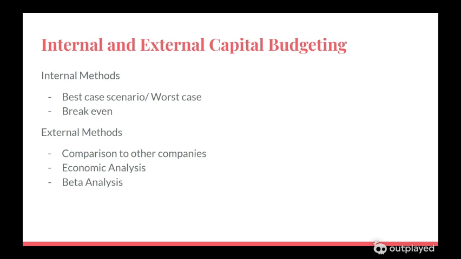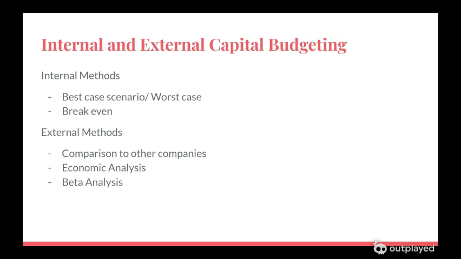Internal and external capital budgeting methods. The internal methods are the best case scenario and worst case scenario. I went into some detail on the slide before, but it's about seeing the worst and best case that can happen when budgeting, having that in your back pocket and planning for that, and your break-even, seeing where your company starts to have profitability and trying to break through that.